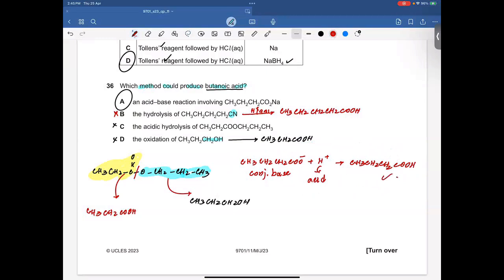Okay. And how about sodium? Sodium will remain present in the solution, because it is a weak conjugate acid, so it will not have any effect on the reaction. So A is going to be the right answer.